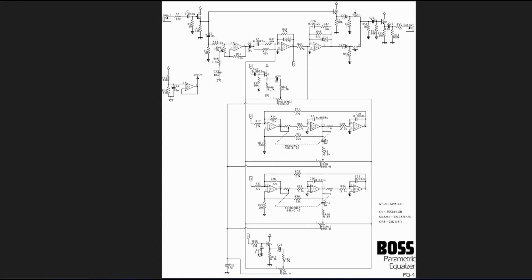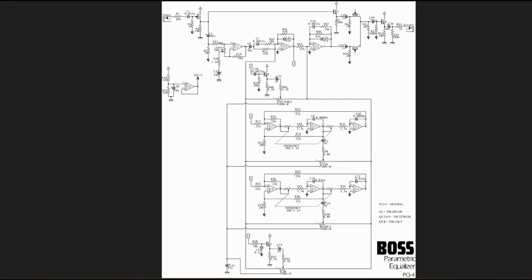So for example, if you wanted to make this more suitable for like a drop tuned bass, maybe you want to change your frequency so that they all shift down a ways, and so you would increase the values of your components to bring those cutoff frequencies down.